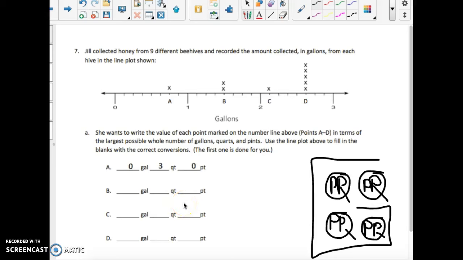All right, let's take a look at question 7. Jill collected honey from 9 different beehives and recorded the amount in gallons from each hive in the line plot shown. She wants to write the value of each point marked on the number line above. So they're just saying A, regardless of how many X's are above it, A is what point on the number line, B is what point, C is what point, D is what point.